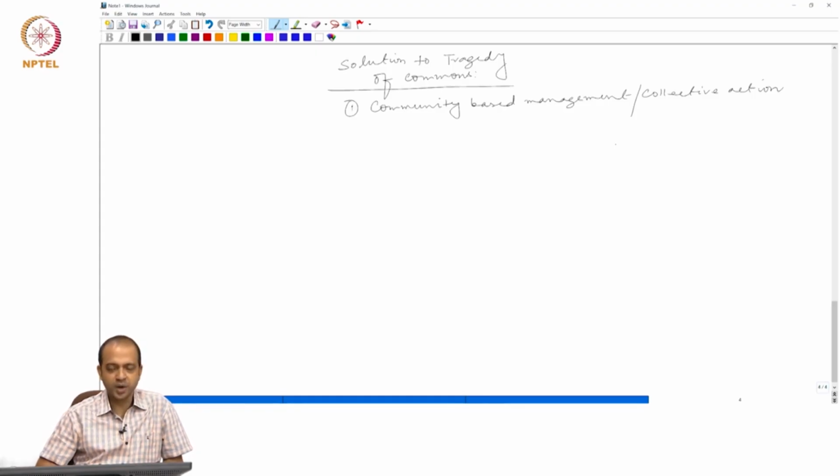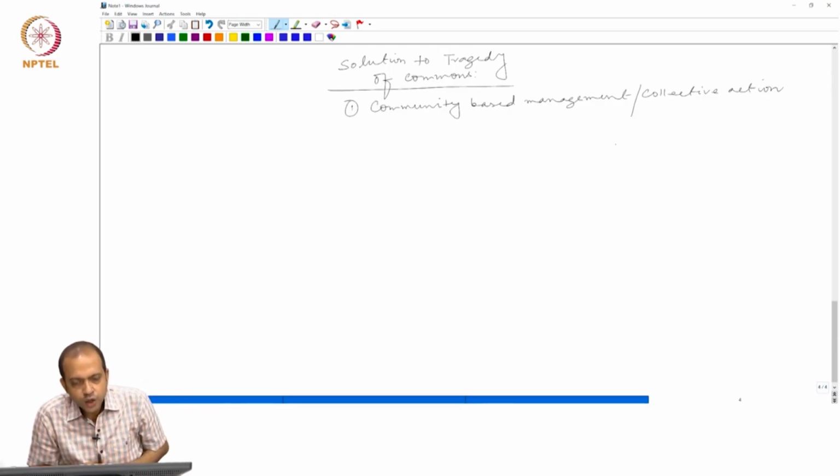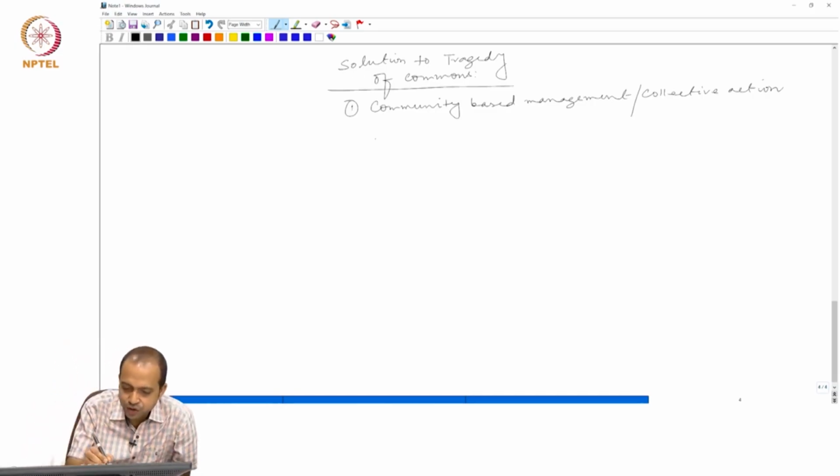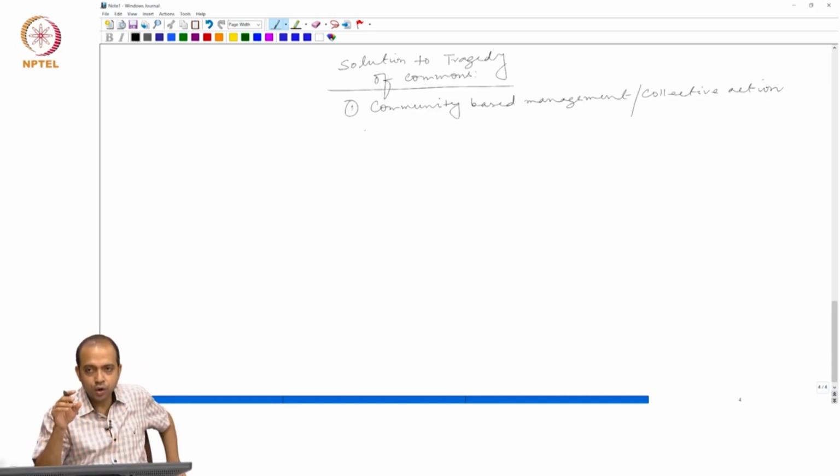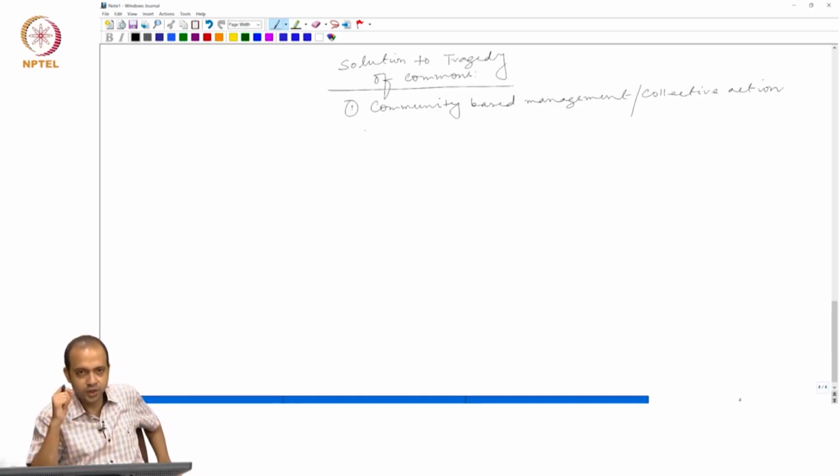So, what is community based management? See, the problem of this common pool or open access resource is basically lack of any institutional arrangement which can actually decide about the rate of extraction. Everyone and anyone is allowed to extract at whatever rate is suitable for a particular harvester. So, lack of institution is the major source of this type of externality in the context of common pool or open access resource.